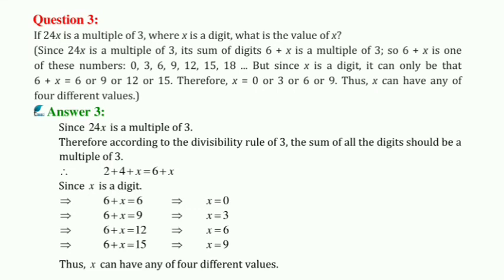In place of x, first you put the 0, we will get here 6. In place of x, put the 3, we will get 9. Similarly, in place of x, put 6, so here we will get 12. Again, in place of x, put the 9, here we will get 15. So these 6, 9, 12, 15 all are divisible by 3. Therefore, x can have any 4 different values.